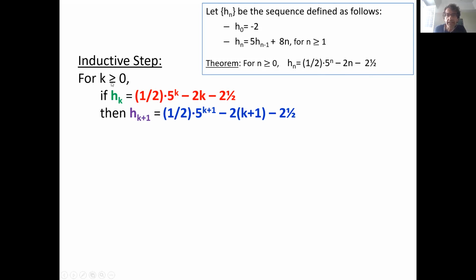Okay, so in the inductive step, you have to prove that for every k starting from 0, if this predicate holds about index k, which is this statement, then the same predicate will hold at index k plus 1, which is this statement, right? This green and red thing is p of k. This is the predicate at k, and this is the predicate at k plus 1.